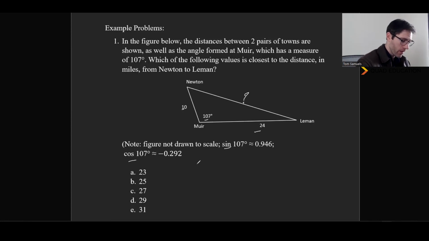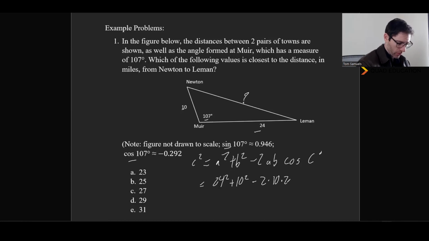So that's going to be this side, let's just call it c, for consistency with the last question's sake. c squared equals a squared plus b squared minus 2ab cosine of c degrees. And so that's going to be 24 squared plus 10 squared minus 2 times 10 times 24 times the cosine of 107 degrees. And we're going to square root all of that, and that's going to equal our side there.